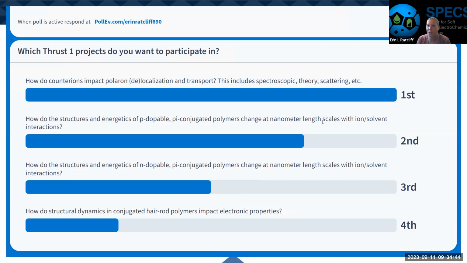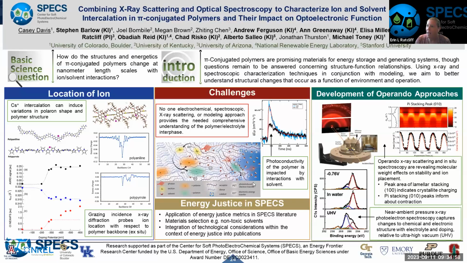Okay, so it looks like the resounding question, or not everyone, but the question people are most interested in, is how counter ions impact polaron delocalization and transport. All right. And so we've actually got 3 posters that I would classify as predominantly thrust 1.